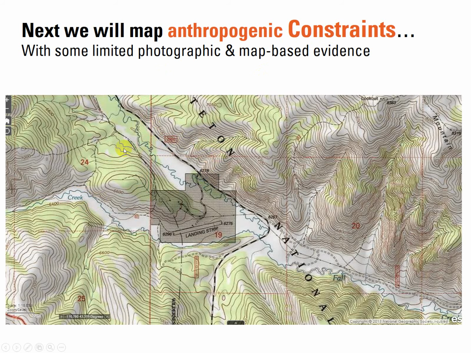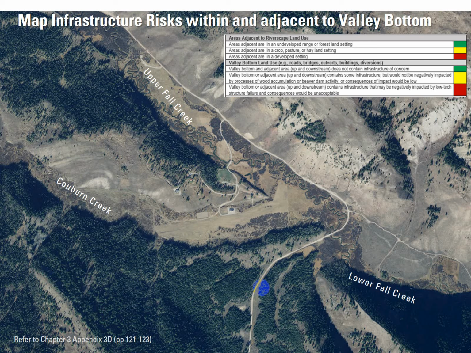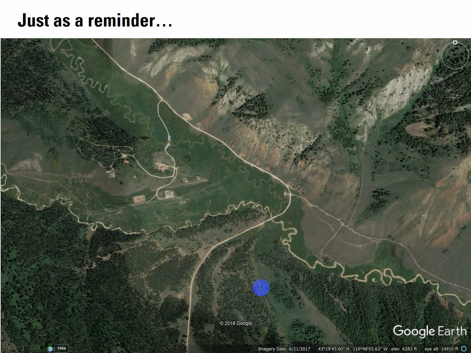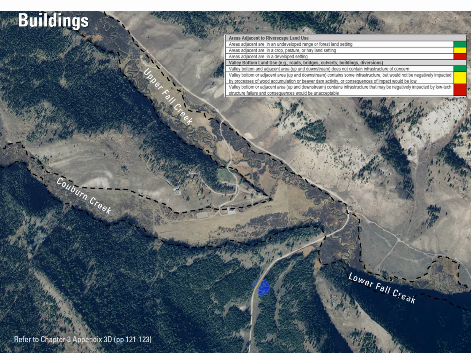Next, what we're going to do is map some of these anthropogenic constraints, admittedly with just the limited photographic and map-based evidence I'm giving you. So the second part of what you've printed out, I want you to go and map the infrastructure risks. I'm just giving you this as another view, another aerial photo. But I want you to start by mapping the buildings, okay? I'm going to pause for 5 seconds, let you do that exercise as long as you need.